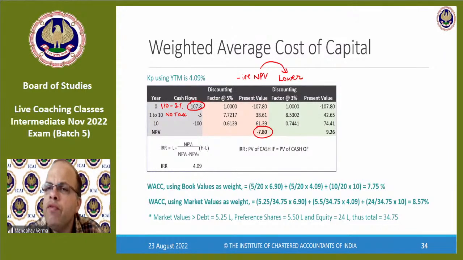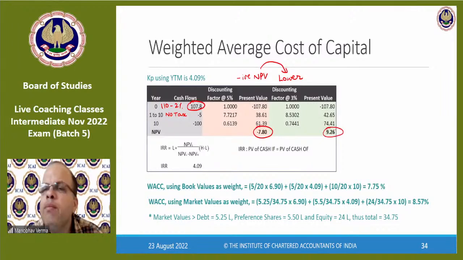Raghavan, thanks for confirmation. Raghavan says that the calculator trick also worked. Great. Awesome. So now it took a calculation for 3%, and we got a positive NPV.